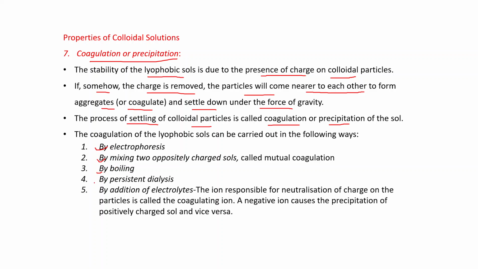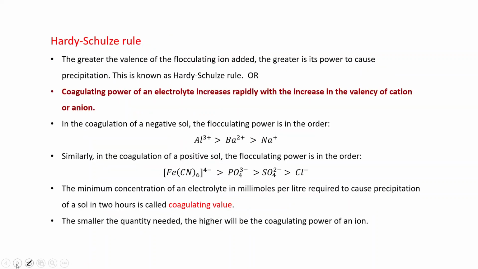If you boil it, or by persistent dialysis, that is, if dialysis is continuously going on, then whatever requisite minimum amount of electrolyte should be present is again removed. That's why it will settle down. By addition of electrolytes, the ion responsible for neutralization of charge on the particle is called the coagulating ion, and a negative ion causes the precipitation of a positively charged sol and vice versa. Colloidal particles are charged. If we add the oppositely charged ion, then neutralization will take place and it will coagulate or precipitate. Now, Hardy-Schulze rule.